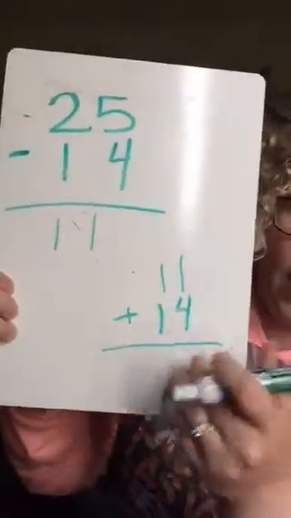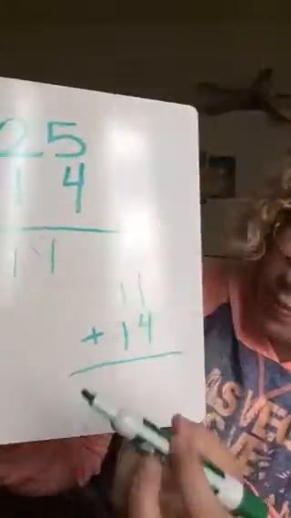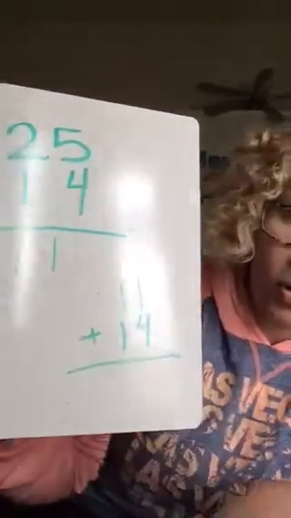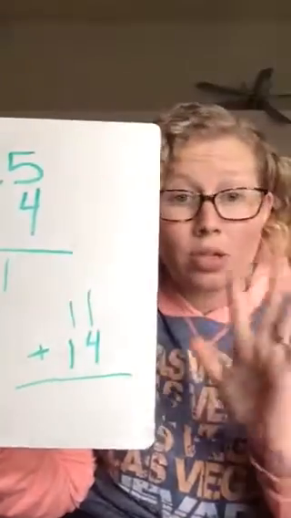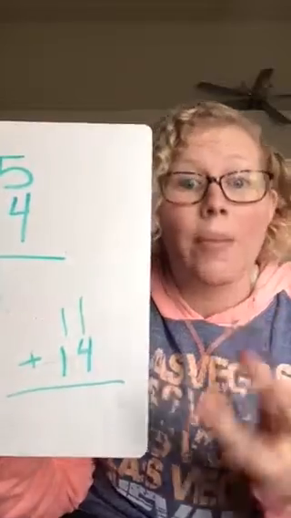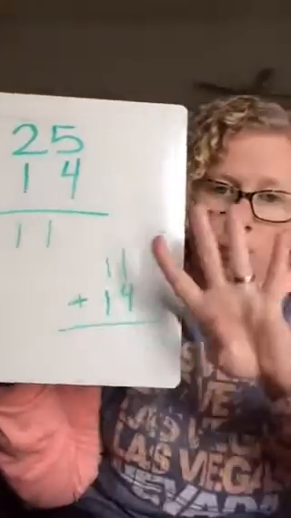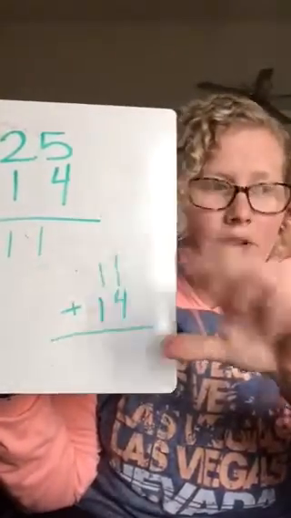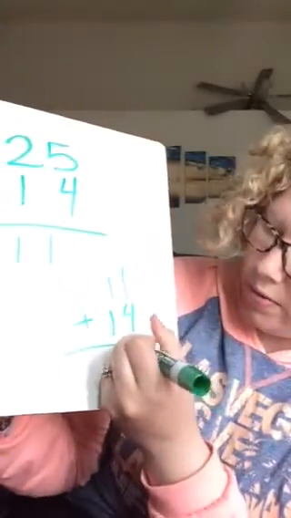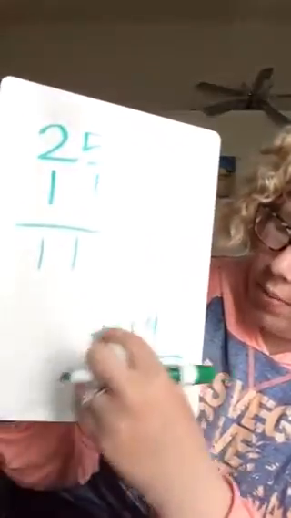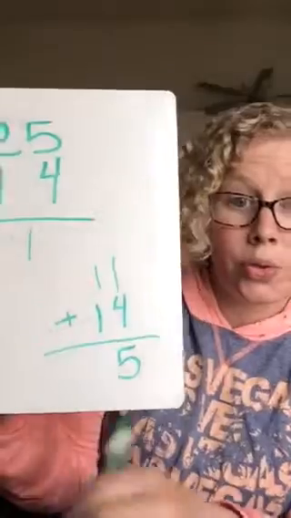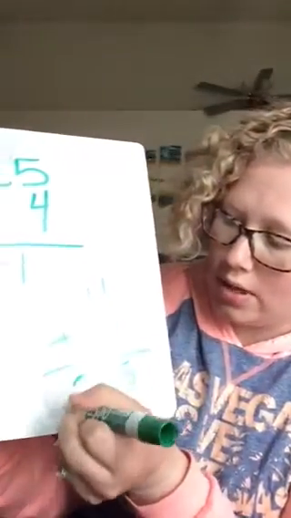All right, now I have my addition problem. Let's solve it now. Now I have to remember, I'm not doing subtraction anymore, it's addition, so I'm adding. So I have 4 plus 1 is 5. I'm going to put a 5 right here, and then 1 plus 1 is 2. Ooh, it's a double. All right, so then I'm done.